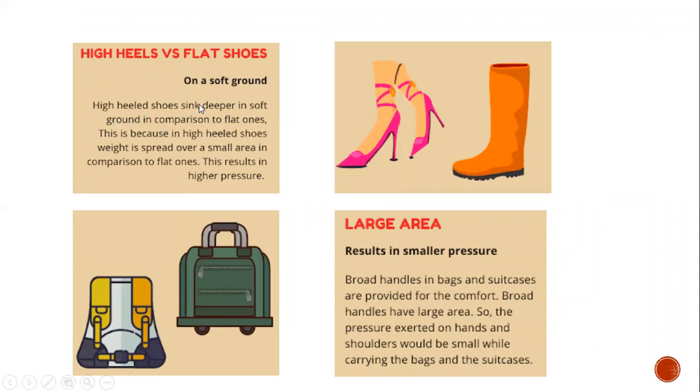High heels versus flat shoes. You can see a high heel shoe sinks deeper into soft ground as compared to a flat one. For example, if you are walking in the sand, the high heel will leave a hole, but the flat shoe will not. Why is this so? This is because the weight on the high heel shoe is spread over a small area as compared to the flat one. As a result, there is a high pressure. Similarly, larger areas result in a smaller pressure.